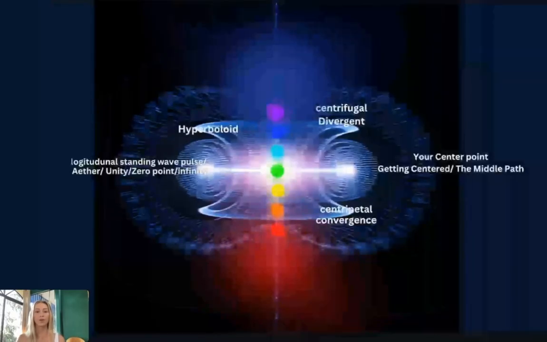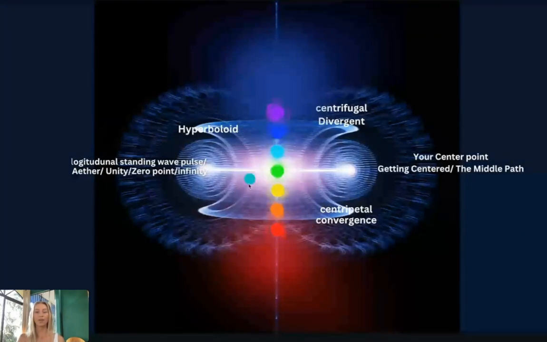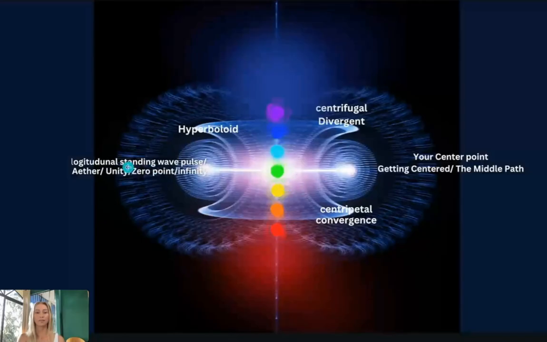Okay, so we're going to start here. I included the primary energy centers here, and the heart is your 0 point. That is the 0 point of the toroidal field. It is right in line with the longitudinal standing wave pulse here, also known as the ether, 0 point, infinity. We just kind of talked about it. And so I definitely do want to go into this a bit deeper.